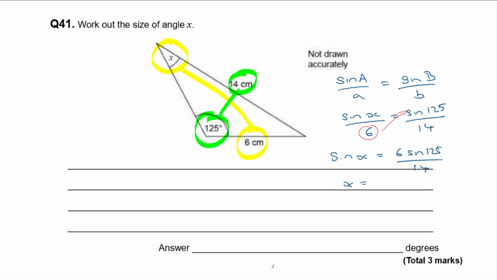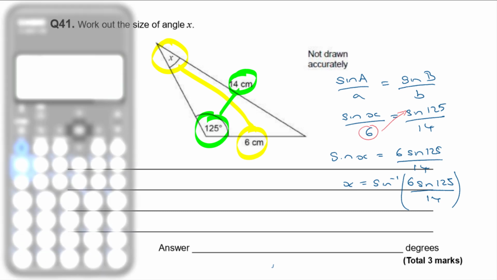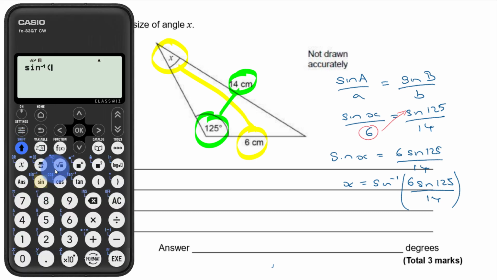And so then x is going to be the inverse sine of that, isn't it? So 6 sine 125 over 14. So quite a complicated thing to type into the calculator. So shift sine to get the inverse sine. Then I'm going to write this thing as a fraction, so I'm going to use the fraction key. I'm going to write the 6 sine 125 at the top, and then I'm going to come down and write the 14 at the bottom. I'm going to remember to close the bracket so it's all neat and tidy. Okay, and that apparently is 20.55.